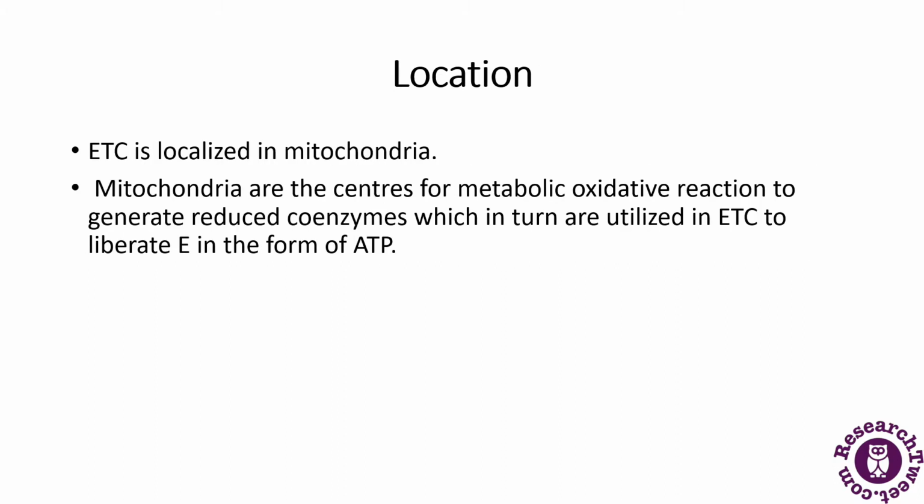What is the location of ETC? ETC is localized in the mitochondria. So mitochondria are the centers for the metabolic oxidative reactions to generate the reduced coenzymes, and they in turn are utilized in the ETC to liberate the energy in the form of ATP. The location here is the mitochondria, which is also called the powerhouse of the cell. That is why the energy which is released is in the form of ATP.